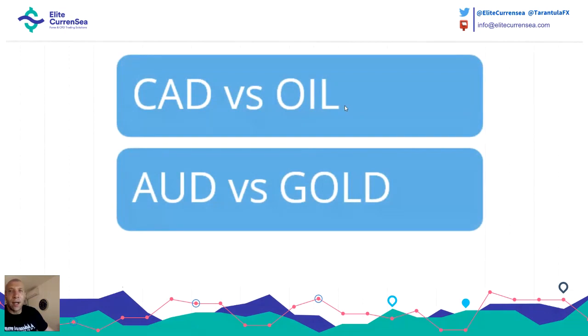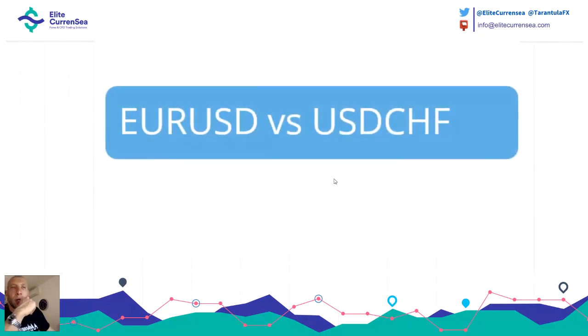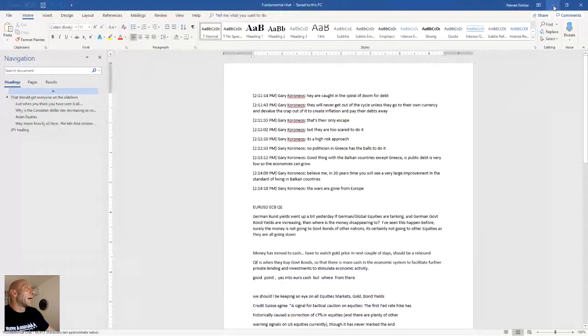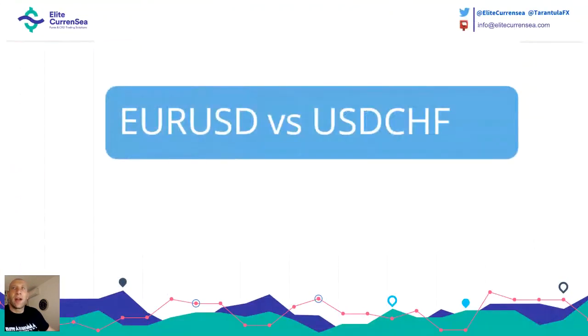Also, the Canadian dollar and oil have a very, very big positive correlation. Australian dollar versus gold and copper, also positive correlation. And euro dollar versus dollar Swiss, it's important, guys, to understand that they have negative correlation. It's very, very important to understand this correlation, especially if you trade intraday or do session trading. Each session has its own movement, guys, and you need to be well aware of that.